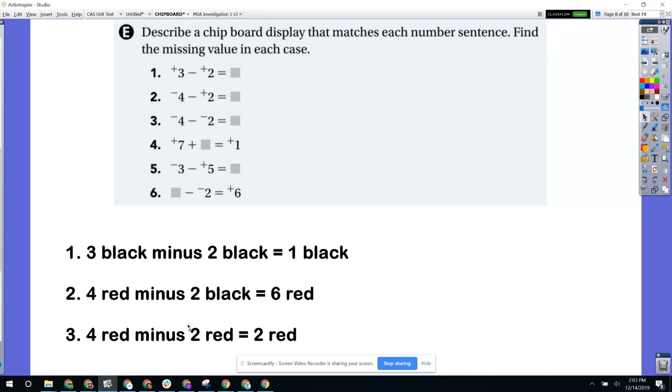Number 3 is a little bit different. If we have 4 red chips and we take away 2 red chips, we're left with just 2 red chips. Again, subtracting a negative has made -4 more positive. So it has become closer to 0, which is positive territory. So for number 3, 4 red chips minus 2 red chips leaves us with 2 red chips. 4 minus -2 leaves us with -2, much closer to 0.